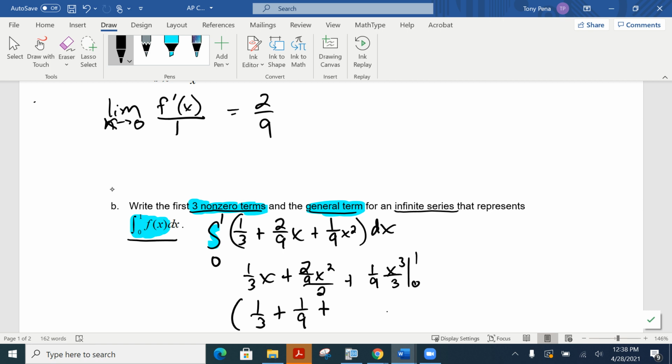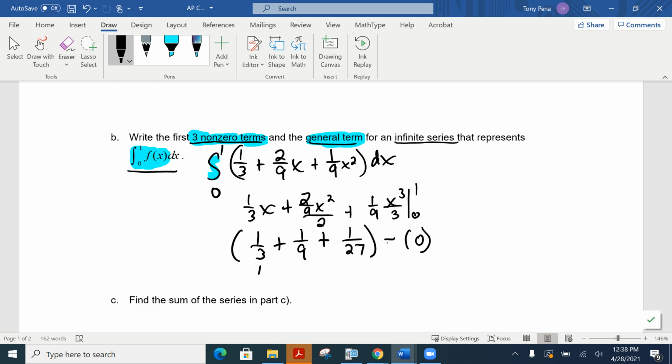When I plug in a 1 right here, I get a 1 in the numerator and a 9 and a 3 in my denominator for a 27. That's the upper limit plugged in. And when we throw in our lower limit, there are x's everywhere. The x is going to become a 0. Lower limit doesn't give you anything extra. So what we would end up with is this here.